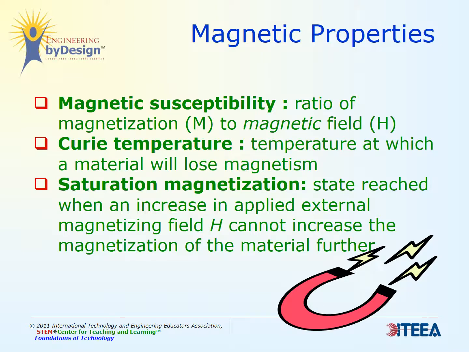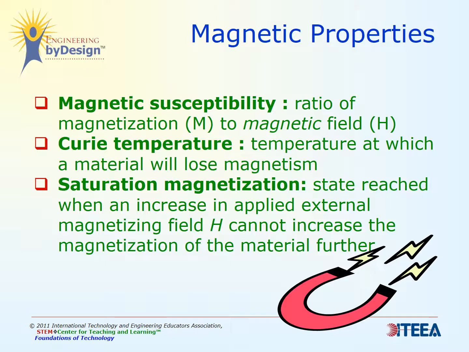The magnetic properties. The magnetic susceptibility is the ratio of your magnetism to your magnetic field. The Curie temperature is the temperature at which a material loses magnetism. So materials will act differently if you have them at certain temperatures. If you think of the Arctic, either the North Pole or the South Pole, extremely low temperatures compared to here in the U.S. and North Carolina.